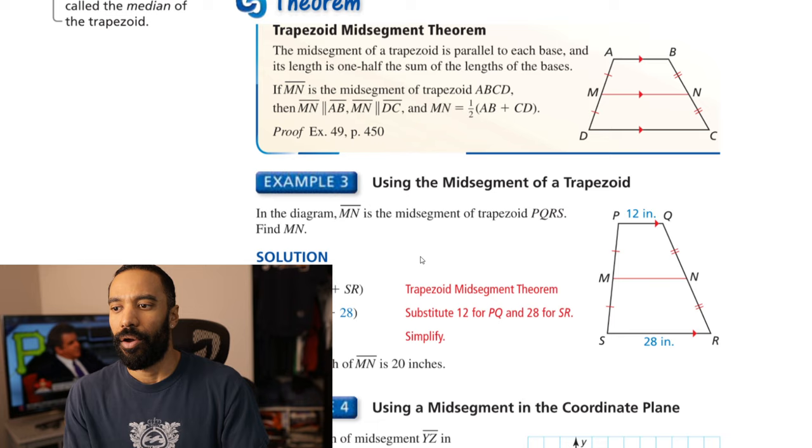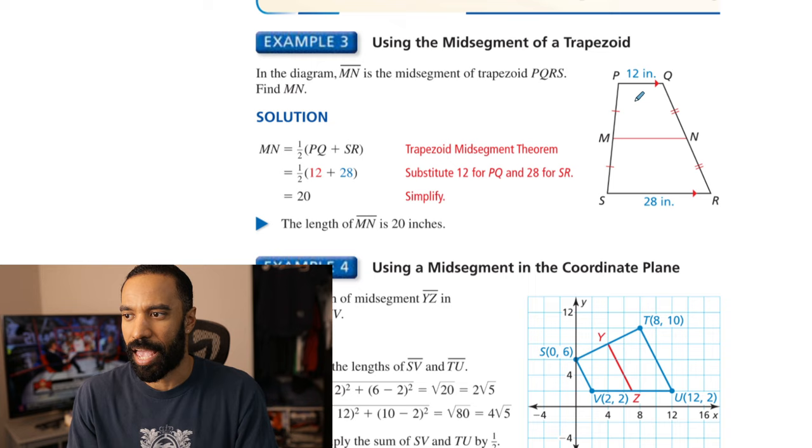All right, so they're going to find this mid-segment length. They average 12 and 28. Add them up to 40, divided by 2. You get 20. There's the length.